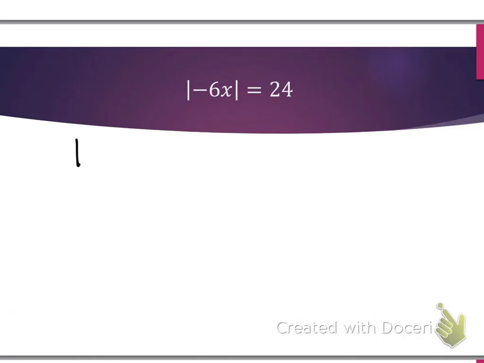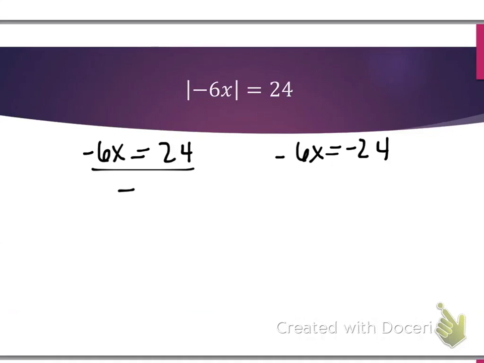So this one we're going to make one positive. Oops, I don't need my absolute values if I'm splitting it. And we're going to make the other one negative. Divide by -6, so x is equal to -4. Divide by -6, so x is equal to 4.